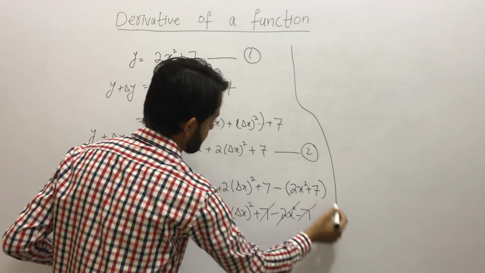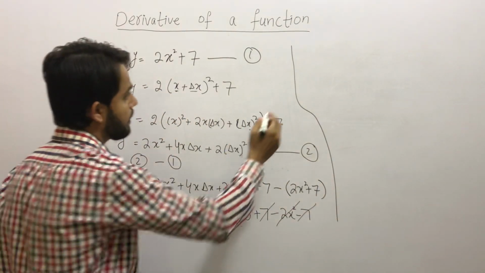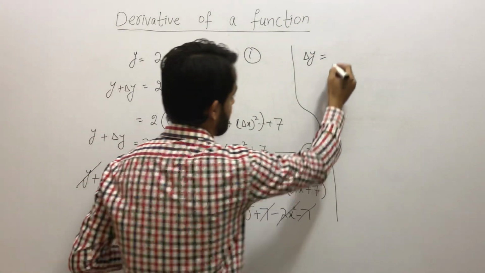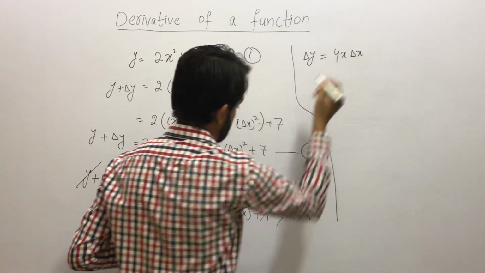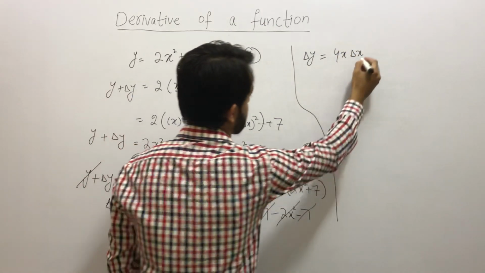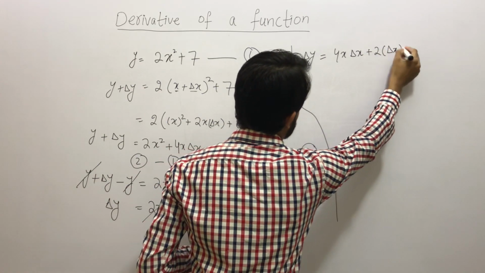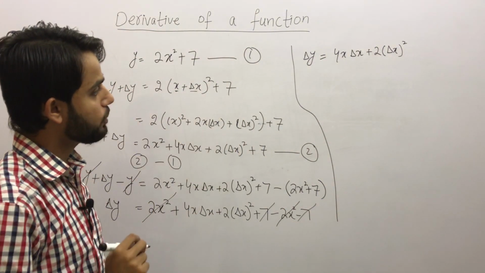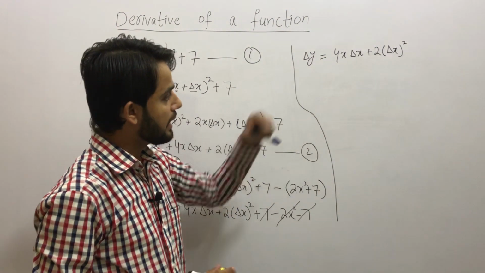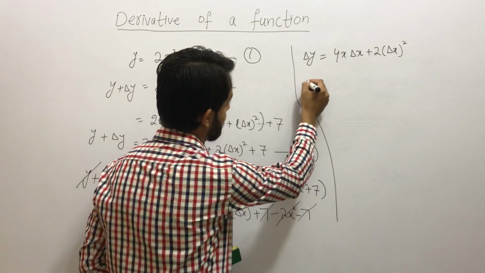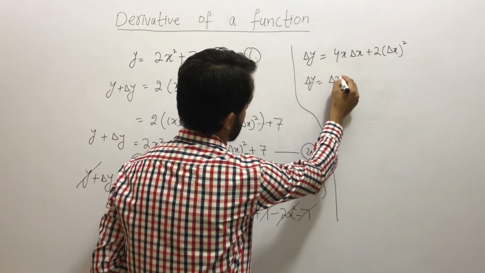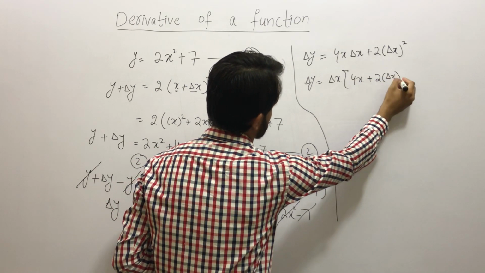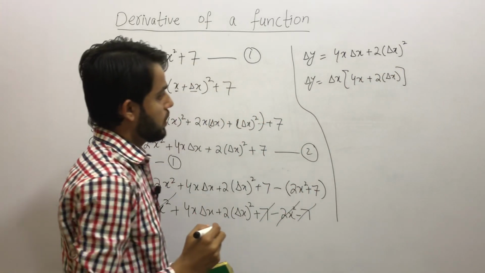let's draw a line over here just to separate it. So delta y is equal to 4x delta x plus 2 times delta x squared. Now we can see that on the right hand side of the equation that we got over here, delta x is common. So we will take delta x common, 4x plus 2 times delta x.